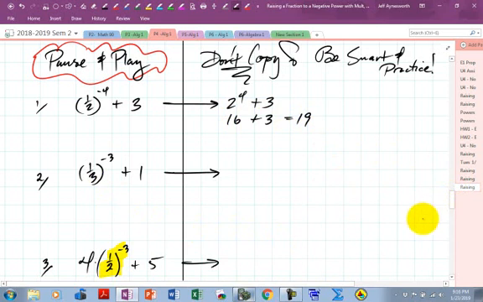Okay, now this one here, you're going to reciprocate the fraction to get 3, and then raise it to the 3rd power, and then add 1. That's 27 plus 1, or 28.